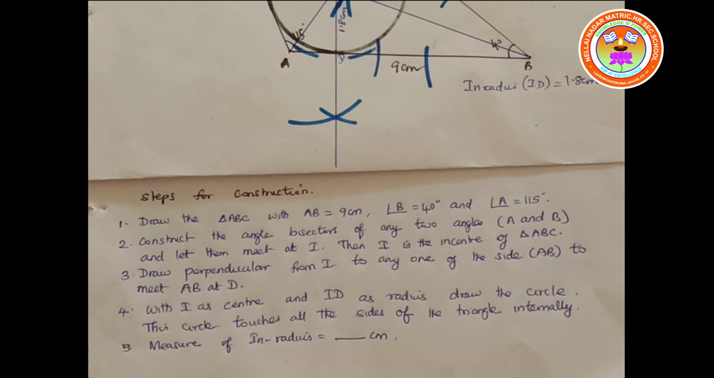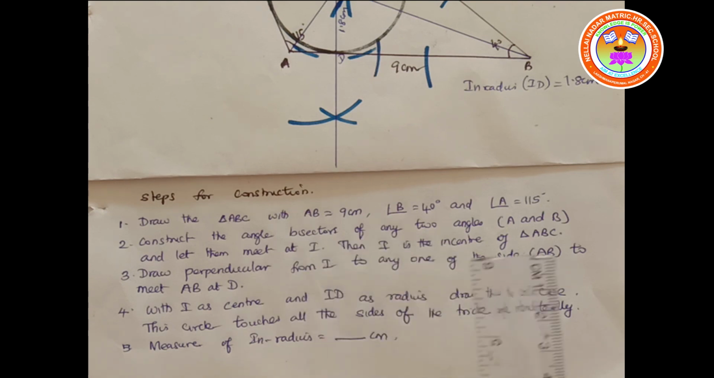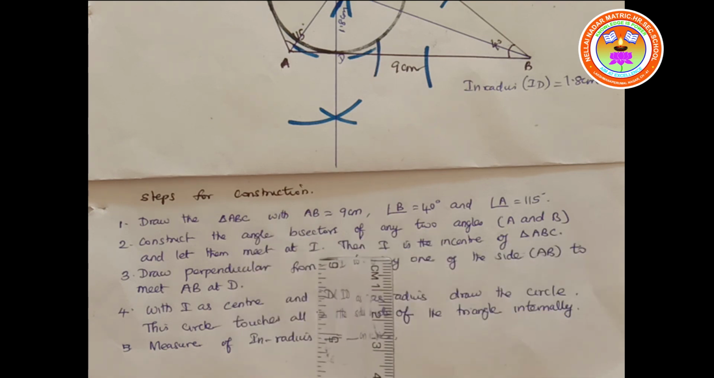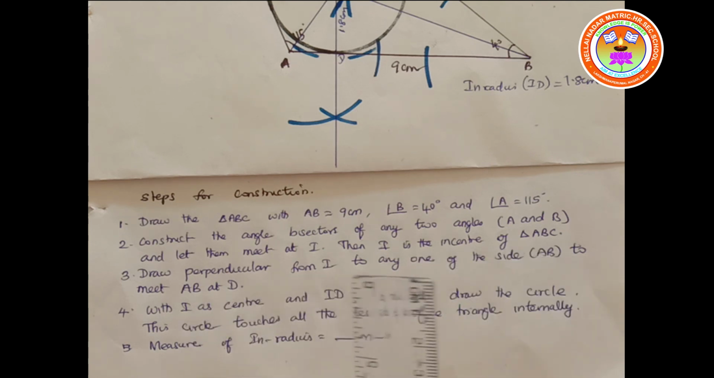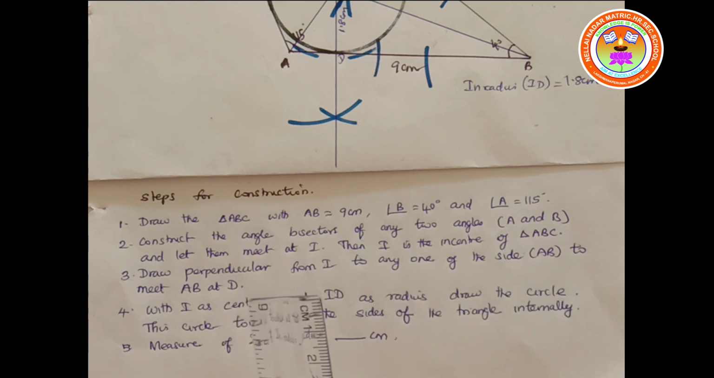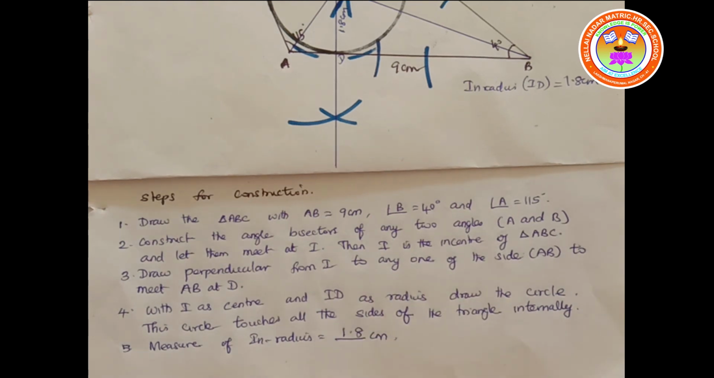Steps for construction. Draw the triangle ABC with AB equal to 9 centimeter, angle B equal to 40 degree and angle A equal to 115 degree. Construct the angle bisector of any two angles A and B and let them meet at I. Then I is the incenter of triangle ABC. Third point, draw perpendicular from I to any one of the side AB to meet AB at D. With I as center and ID as radius, draw the circle. This circle touches all the sides of the triangle internally. Measure of inradius, that is equal to ID, is 1.8 centimeter. It's clear, children? By this we have completed question number 7.